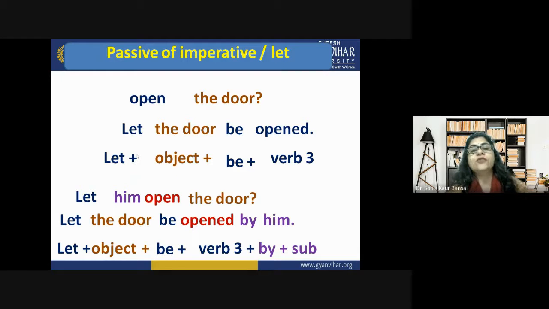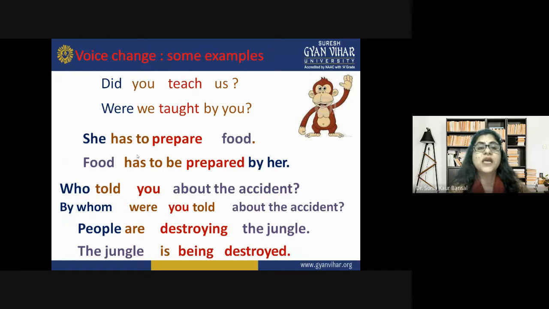Passive of imperative or let. Now here are the uses of imperative sentences. Open the door. In that case we are using let, and then the object will be the same and then be plus verb's third form. So let the door be opened would be the correct imperative passive voice sentence. Let's see the next example. Let him open the door. Let the door be opened by him. So let is important in converting an active imperative sentence into passive voice. Let plus object plus be plus verb's third form plus by plus subject is really very necessary in these types of sentences.